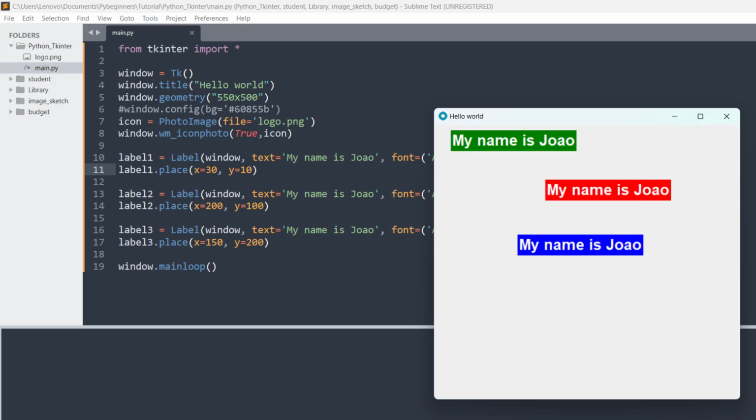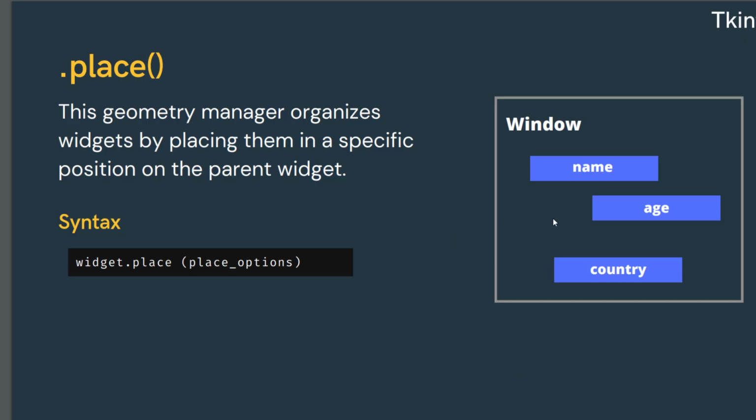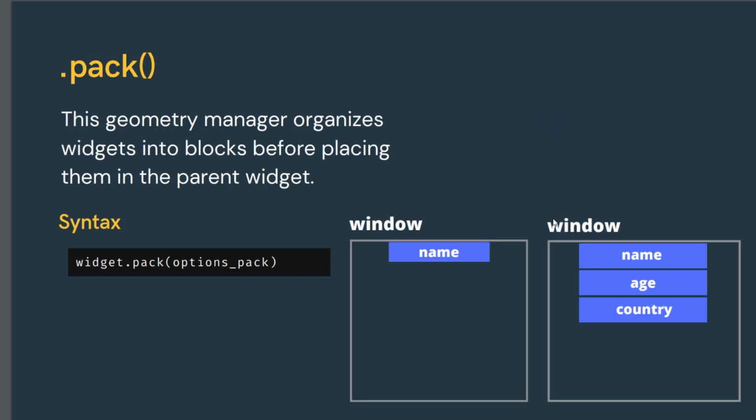Besides place, there is another one, which is pack. This geometry manager organizes the widgets into blocks before placing them, so it keeps organizing things like this before you give any options for that. This is the syntax: the name of the widget dot pack, and inside you put some options. So now let's see some examples.